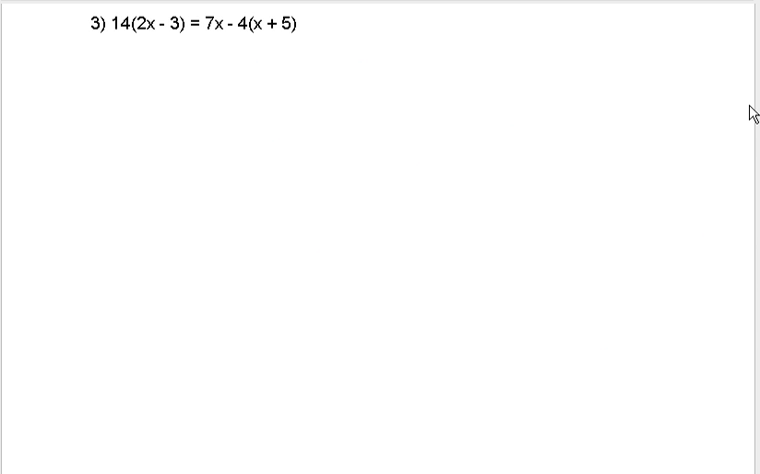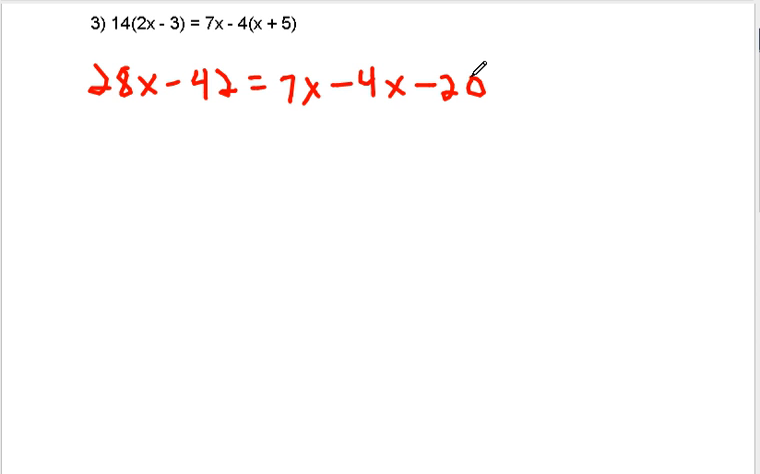All right, let's delete that. Same thing, I need to distribute. I'm going to distribute both of them at the same time. So 14 times 2x is 28x, minus 14 times 3, which is 42. Again, I've got that same situation as I had last time, so minus 4x minus 20, negative 4 times 5. So that was distributive.